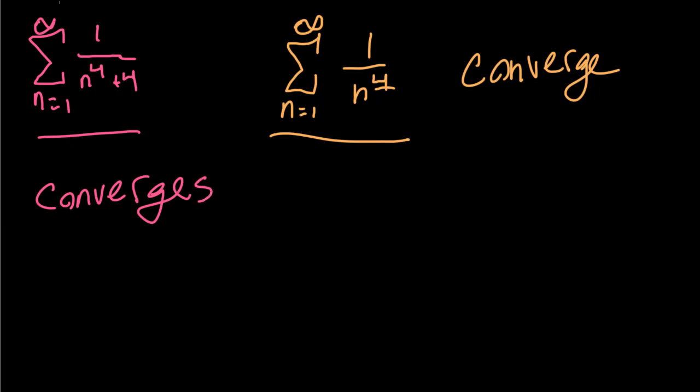Now, if we had a different example and we didn't know if it converges or diverges, but we knew of a smaller series that diverged, then we could say the one we were given diverges also. So this is where the comparison test can be pretty useful.